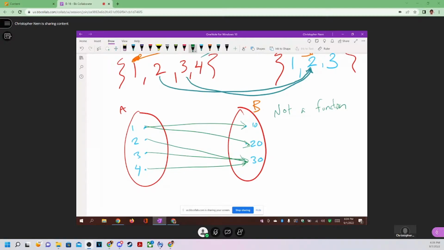And why is it not a function? Only because of this guy right here. Literally, this guy messed it up. The first element. If you look at your first element, it got assigned to 2 different numbers. So it's saying that, hey, the number 1 is for the number 10, but also for the number 20. We can't have that. It has to be a single output.